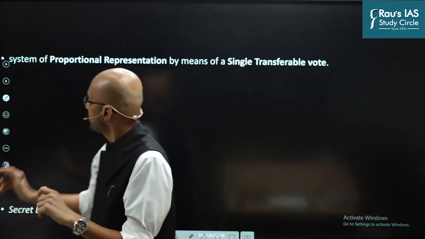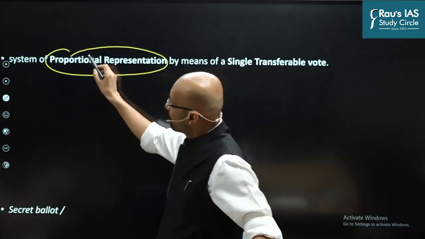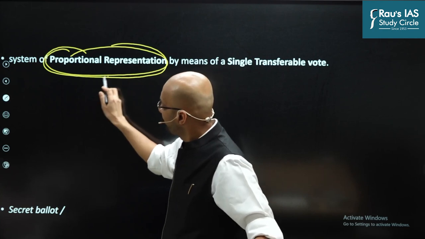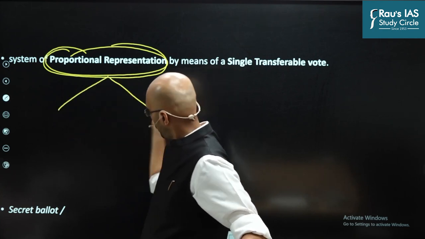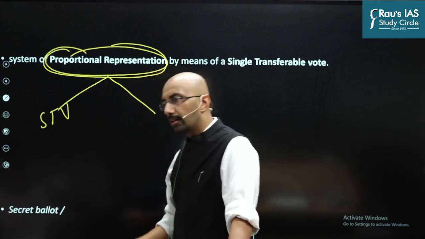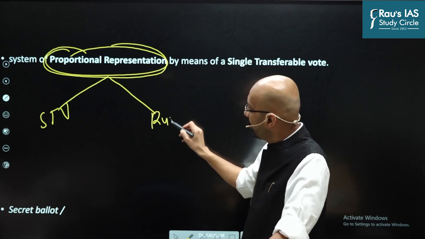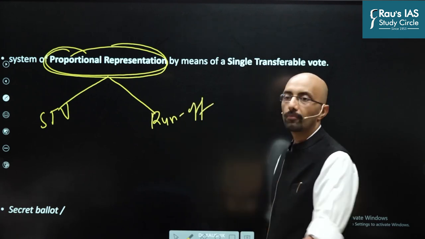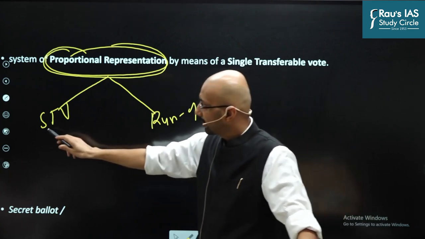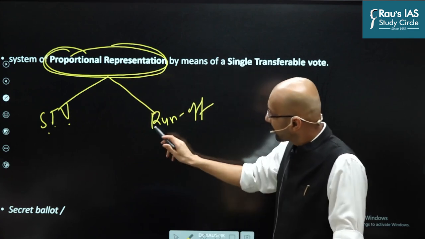That's why we have chosen this system, proportional representation. Now this proportional representation system has two types. First, what we have in India, is the single transferable vote system. The second is what they follow in France. It is called a runoff election. So the Indian president is chosen by single transferable vote, and the French president is chosen by runoff elections.